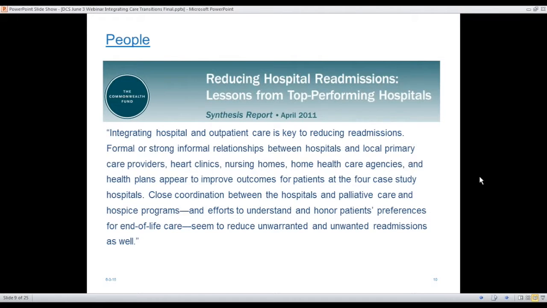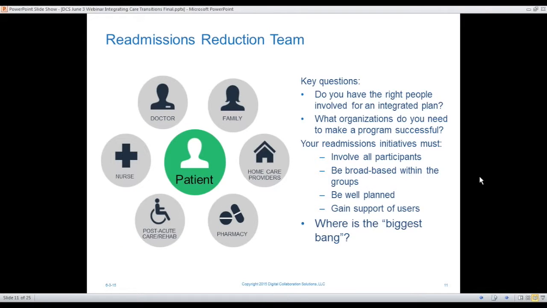And you have to have close cooperation and coordination as you do that, so you can understand patients' needs and patients' preferences. For example, we talk about palliative and hospice care. But as a result, you can help reduce unwarranted and unwanted readmission. So people are critical, and the studies show that people are critical. So that readmissions reduction team, therefore, is broad. It includes the patient. It includes the patient's family. It includes all of the various clinicians, both in the acute setting and in the post-acute setting. It includes home care providers or pharmacies, and this list could go on and on.